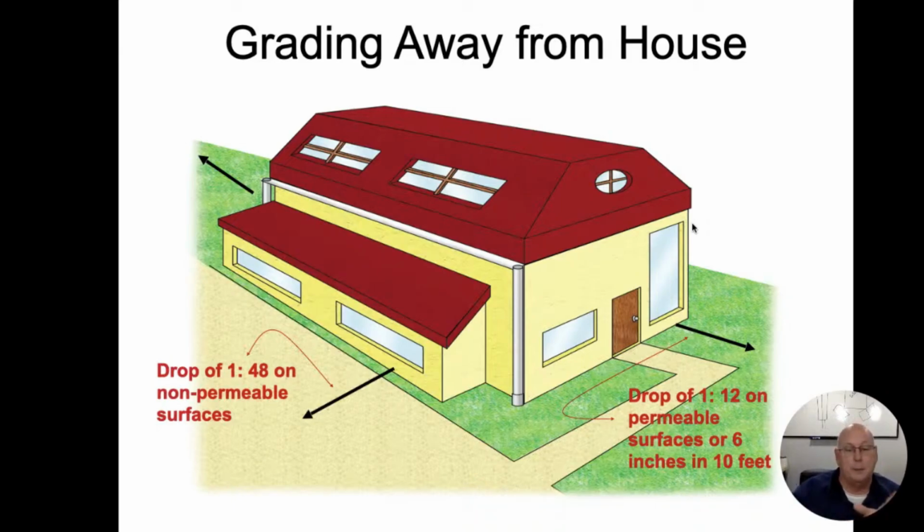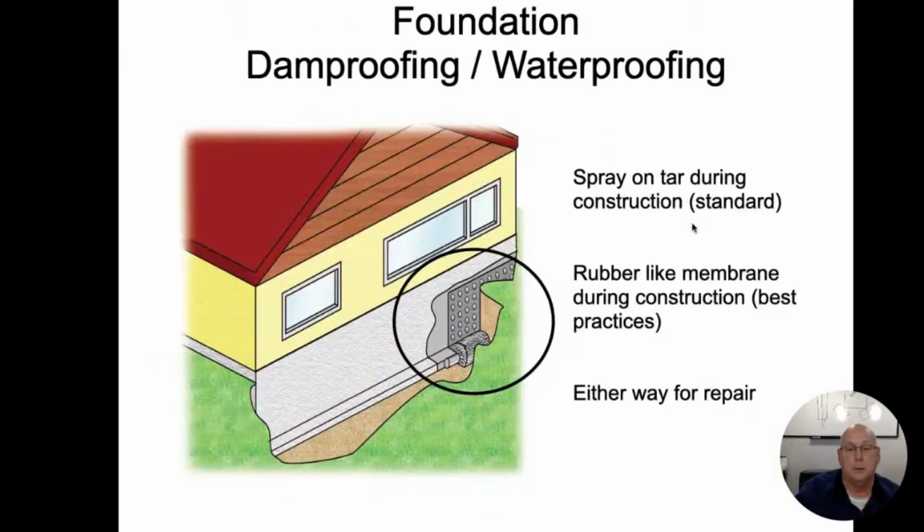Permeable, non-permeable. So permeable, water goes into it. Non-permeable will be our concrete, our asphalt, something where water's not going to soak into the earth. Those could be flatter. So it's 1 inch for every 4 feet, or 1 in 48, and let that water slope away that way. I would like you to remember both those sets of numbers.